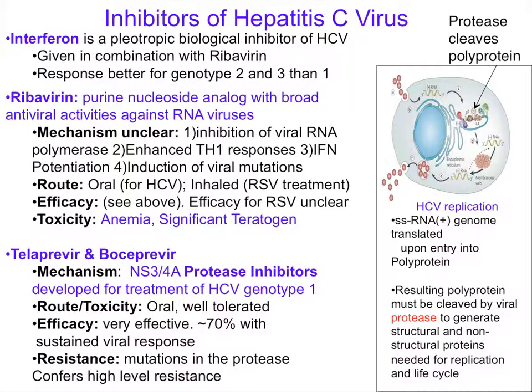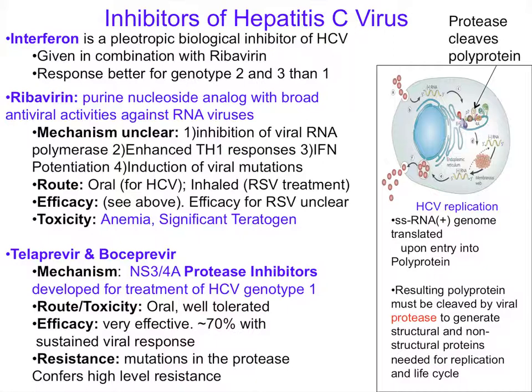Individuals with hepatitis C genotype 2 and 3 can have fairly high sustained viral response rates on the order of 70 or 80%. But for genotype 1, which is the most prevalent form of hepatitis C in the United States, the response rates to interferon are actually quite poor, on the order of 10 to 30%. Interferon is almost never given alone when you're treating hepatitis C. It is always given in combination with another antiviral agent named ribavirin.